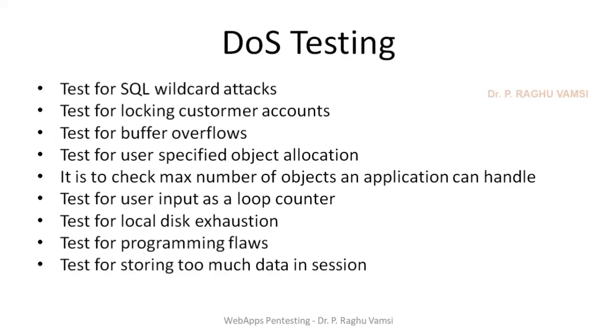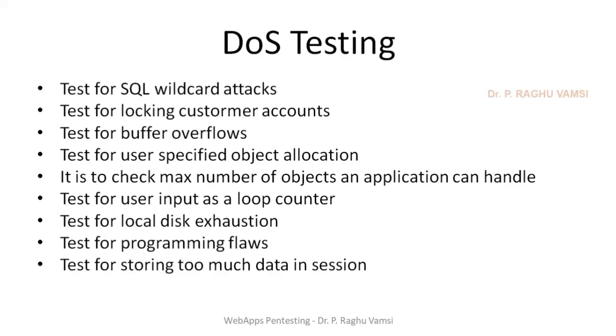Next is test for buffer overflows, and test for user specified object allocation. This test is used for checking the maximum number of objects an application can handle. So try to overload the number of objects to be handled, check the responses sent by the web server, and you can make an assessment of the capability of this particular web application for a particular user.